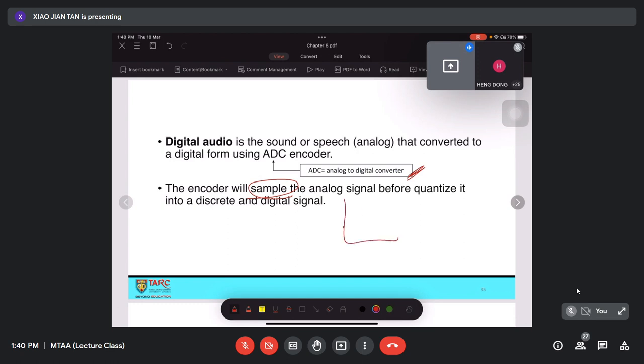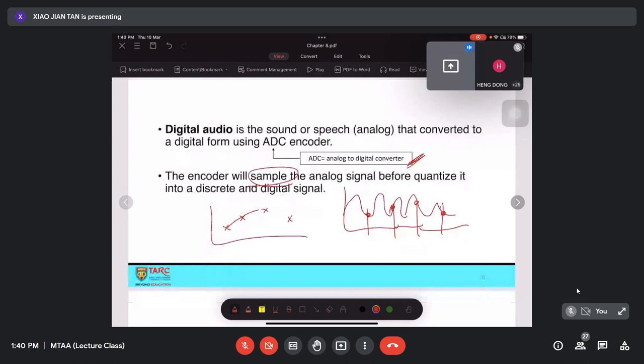So let's say you have a very big continuous wave, but you only perform four samples. Let's say we cut it into four parts. So you have one point here, one point here, one point here, and one point here. After you perform the sampling, you will get one point, one point, one point, one point. So this would be your data, and it is totally different from this one.